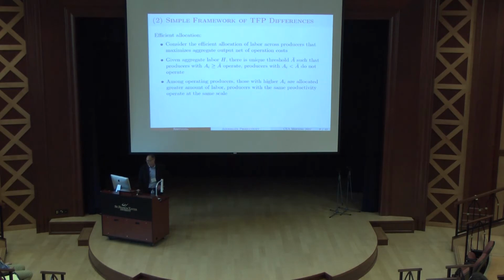So given the aggregate amount of resources, there's going to be a threshold productivity for which establishments below that threshold, it will be optimal for them not to operate, and above, they would operate. And then among the producers that operate, the allocation of labor is going to be increasing in the productivity of the establishment. In fact, if I have two establishments with the same productivity, producing the same good, they should operate at the same size according to the efficient allocation.